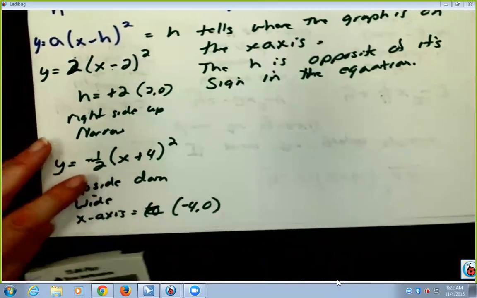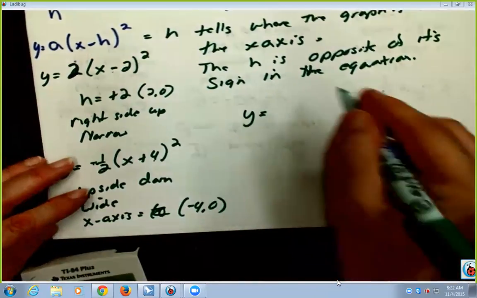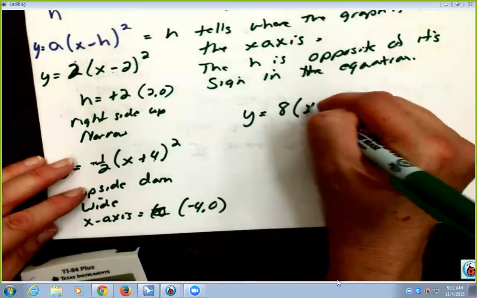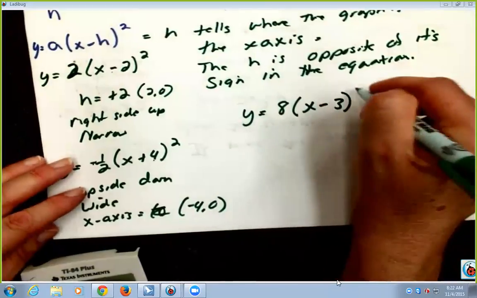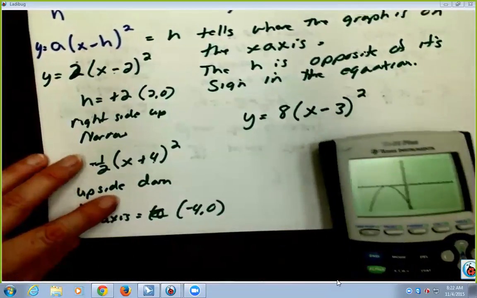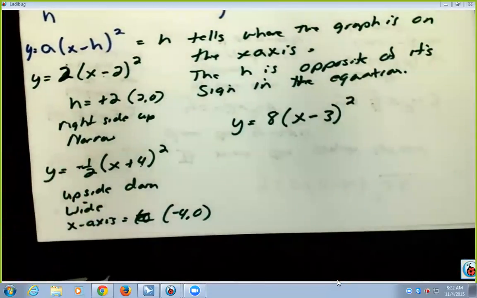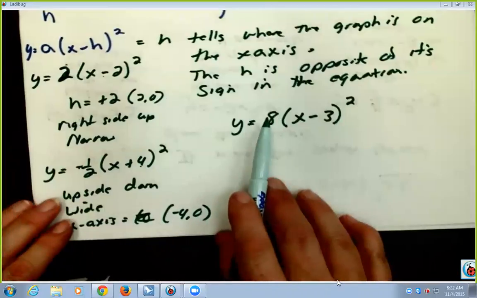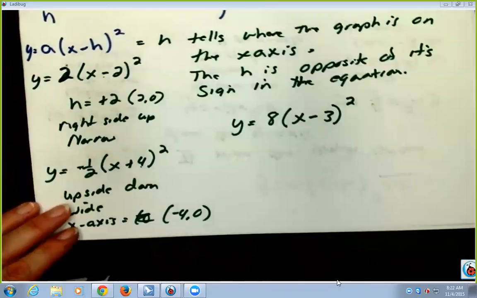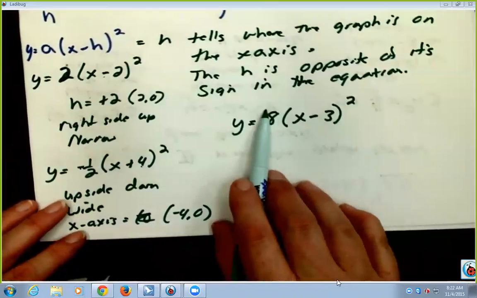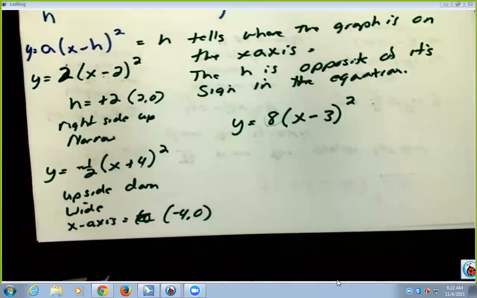And one more. How about y equals 8 times x minus 3 squared? What do you know about this graph? So what pieces would I find about it? And again, I start on the left and work my way across of what my pieces represent. So I've got an 8. So what's happening with my graph? What way is it going? Is it upward or downward? Which do we have? What do you think?